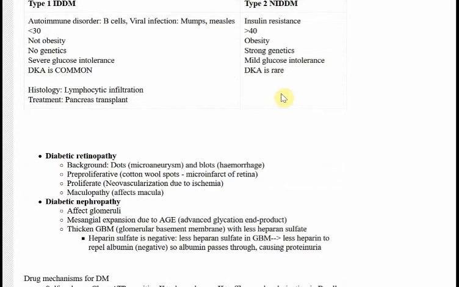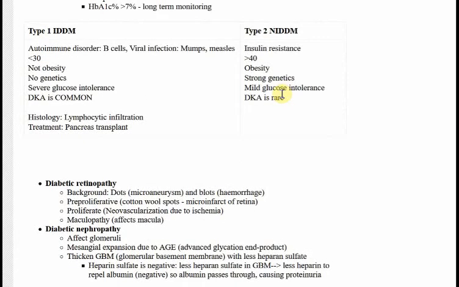type 1 diabetes, it's an autoimmune disorder, so the body attacks itself. Now at least 70% of these type 1 patients have a positive antibody test, so islet cell antibody or GAD antibody or zinc antibody levels are positive.